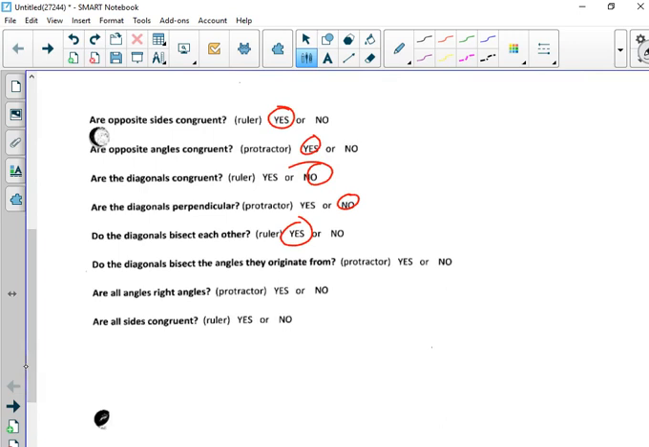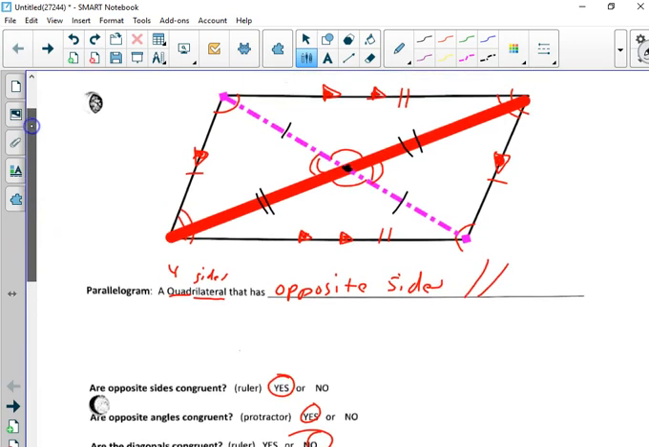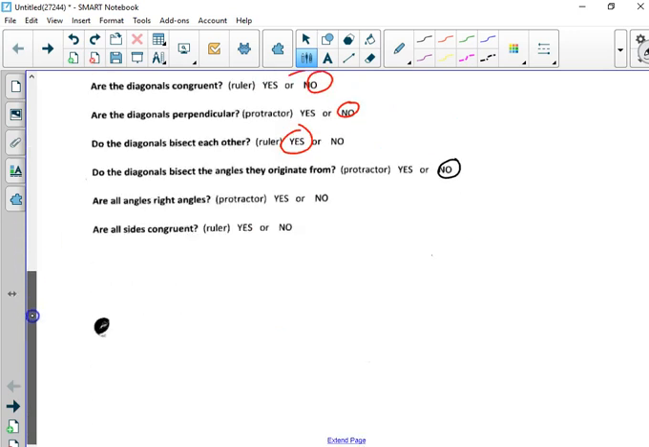Do they bisect the angles? No. So this angle right here is not bisected by that line. And this angle here is not bisected by that diagonal. Are all the angles right angles? No, you clearly see that. Are all sides congruent? Not necessarily. It does not have to be.